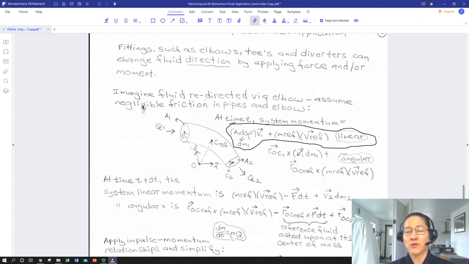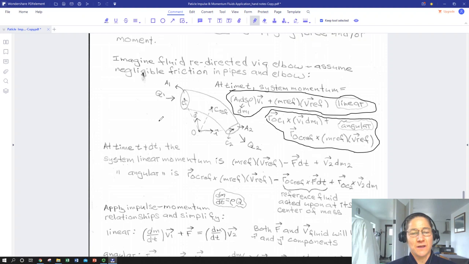So we have the linear momentum of our entering packet, and then we have the linear momentum of our reference volume. We're going to cross those radius vectors in. So here's our H0 at time 1, big H, angular momentum.